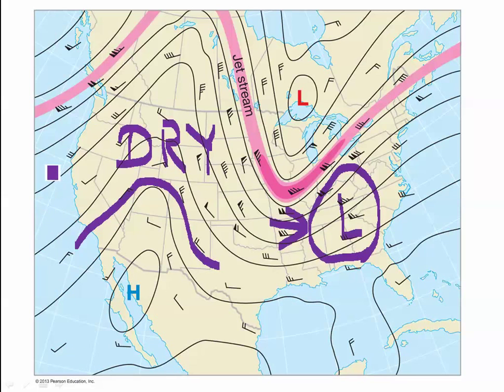And that's one of the things that we can get out of our upper air maps to help us see where we're going to typically see low pressure systems versus typically more dry, calmer conditions.